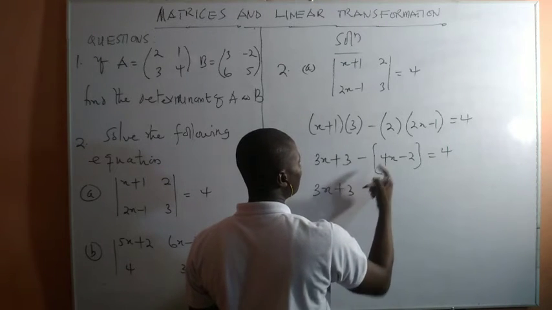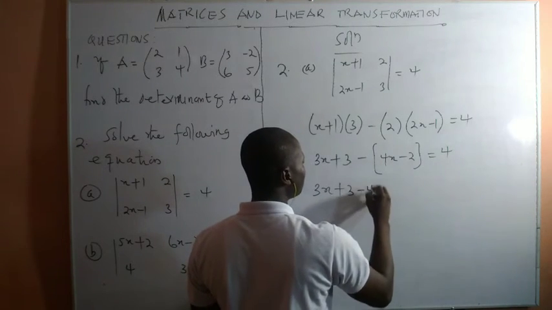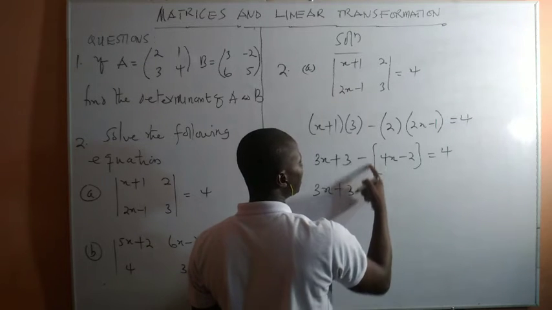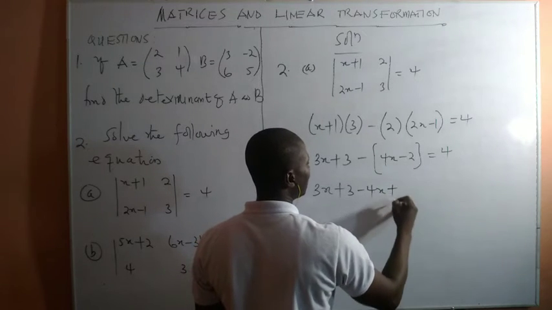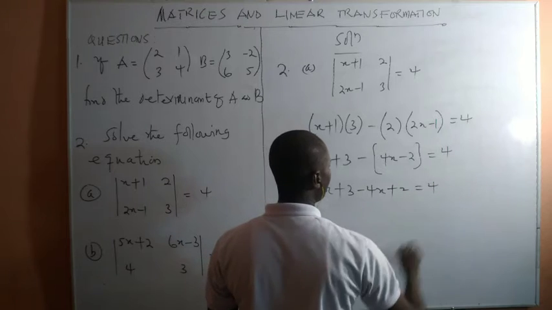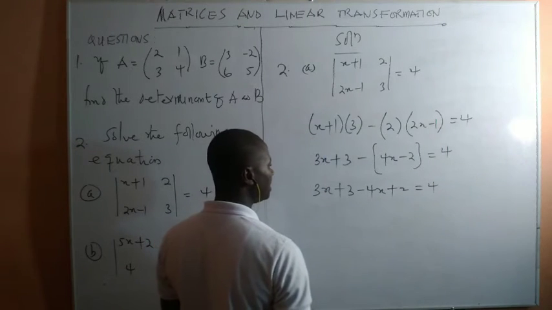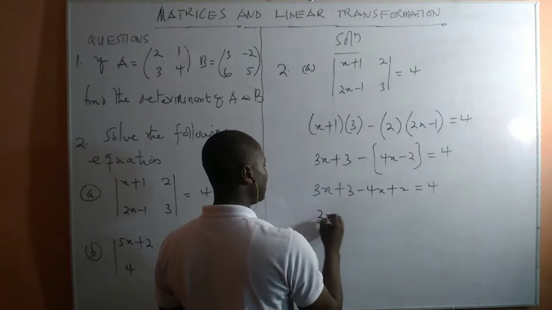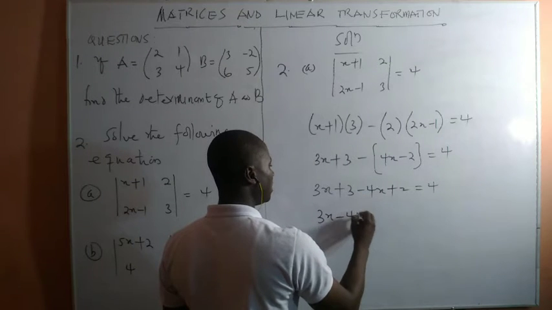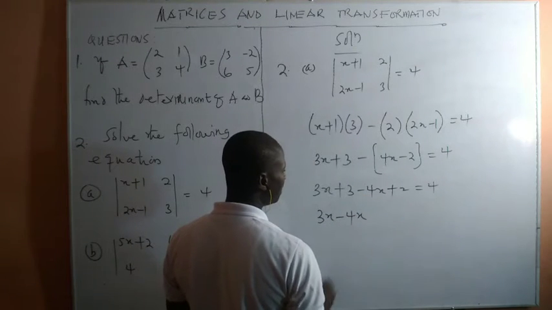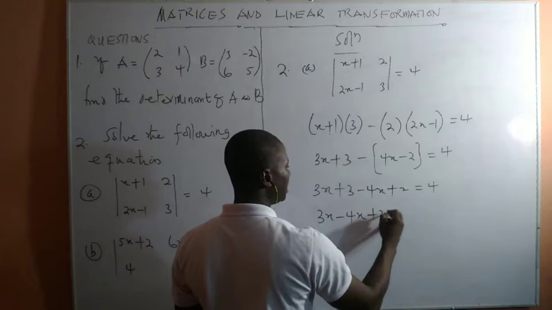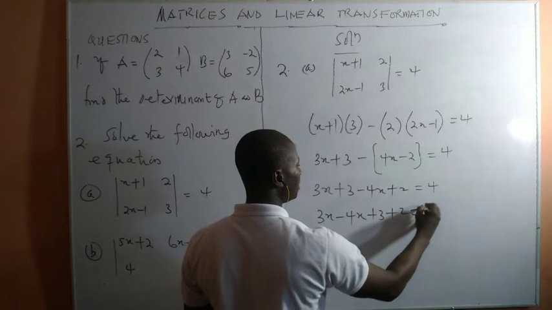So minus 1 times 4x will give us minus 4x. Then minus 1 times minus 2 will give us plus 2, and this will be equal to 4. So now in simplifying, we can say that we have 3x here, we have 4x here, that is, we are grouping the terms. Then we have plus 3 here, we have plus 2 here, is equal to 4.